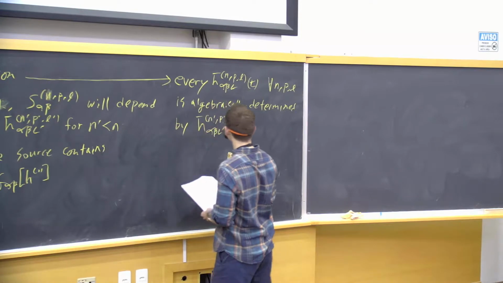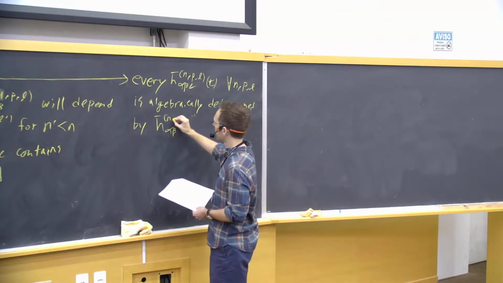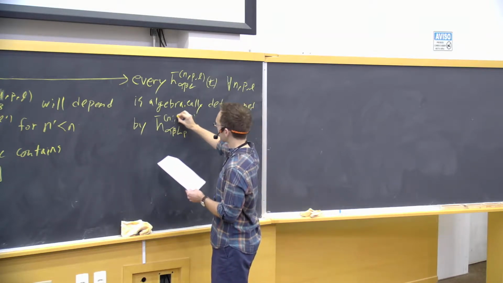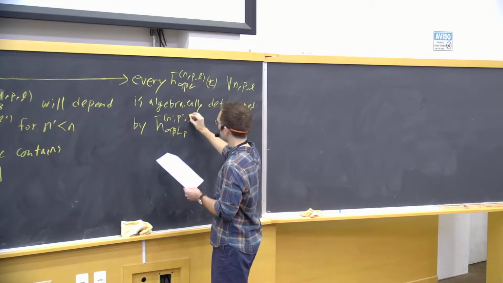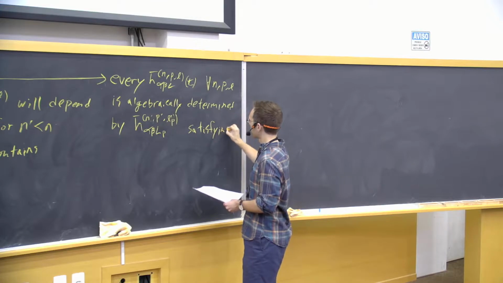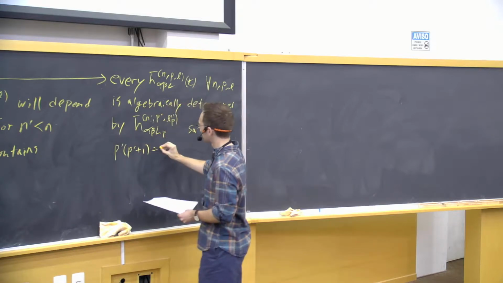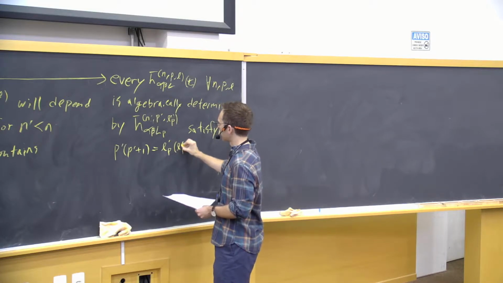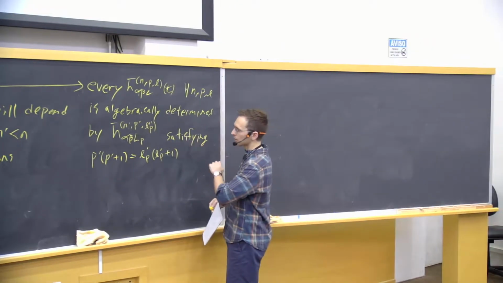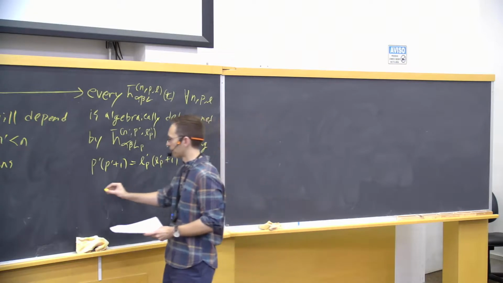So you can actually make this statement sharper, and say that this is the specific modes N prime, P prime, L, P satisfying that relationship. So satisfying P prime times P prime plus 1 is equal to L times L plus 1. So the entire solution to all orders is just algebraic combinations of these special coefficients. So what are these special coefficients?